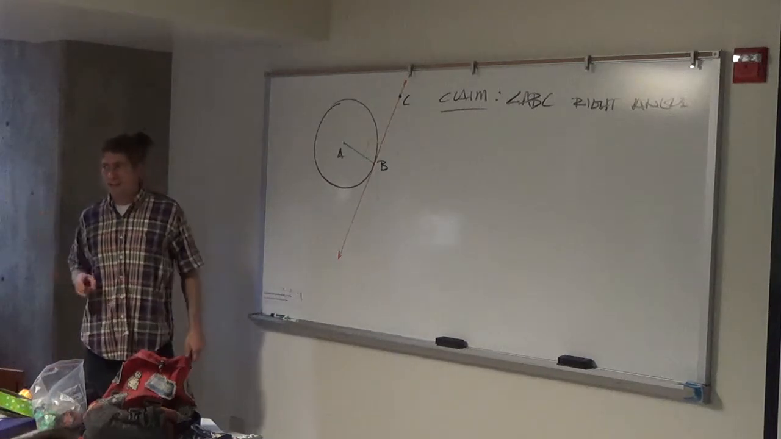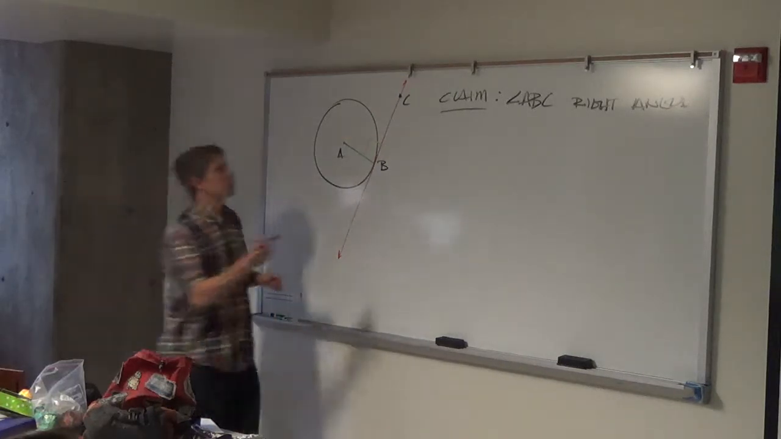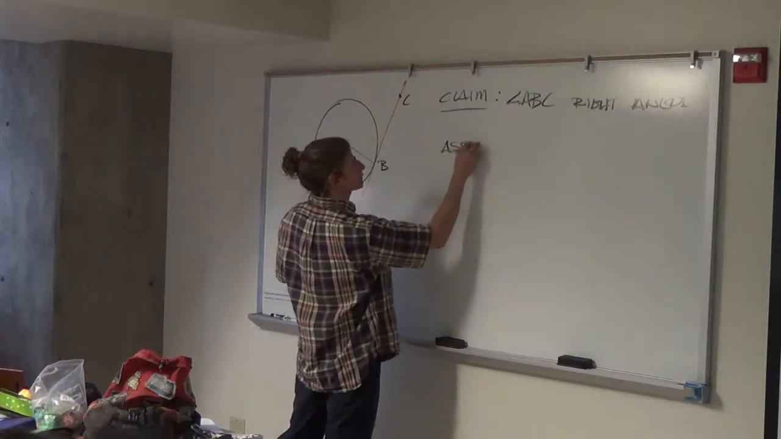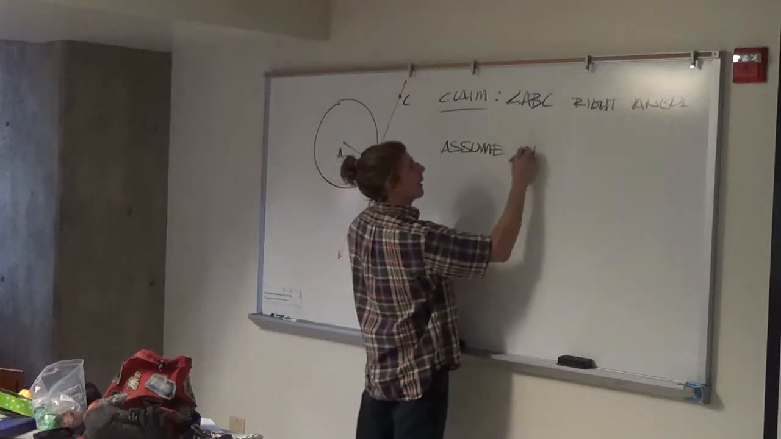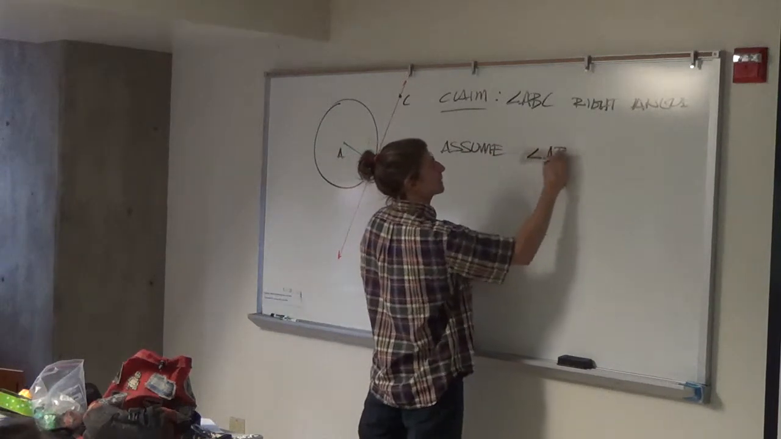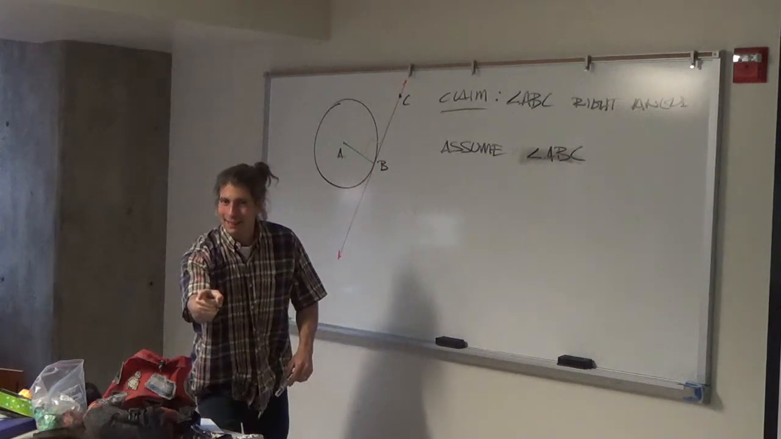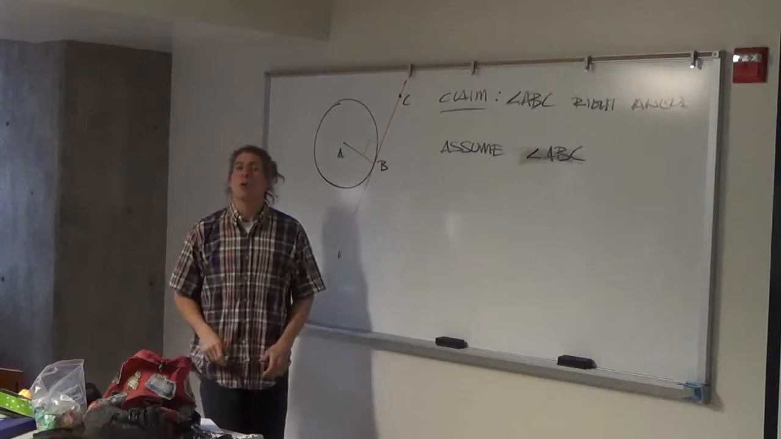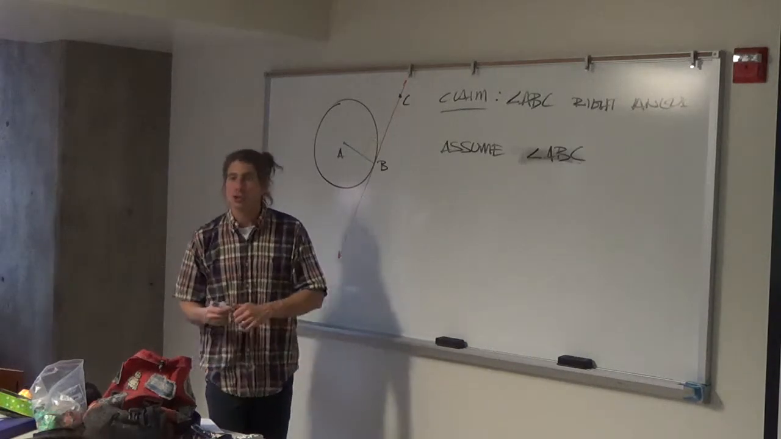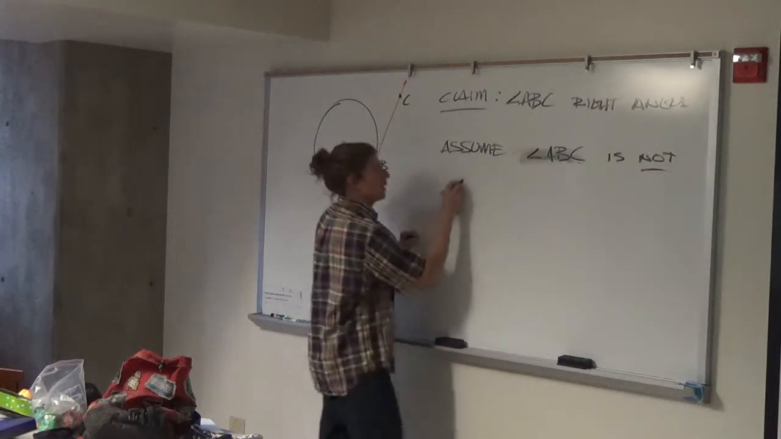Think about what Harrison said about 20 minutes ago. What do you do first? What do you assume first about angle ABC? What do you assume about angle ABC at first? That it's not a line. You assume it's not. Good. You assume ABC is not a right angle.